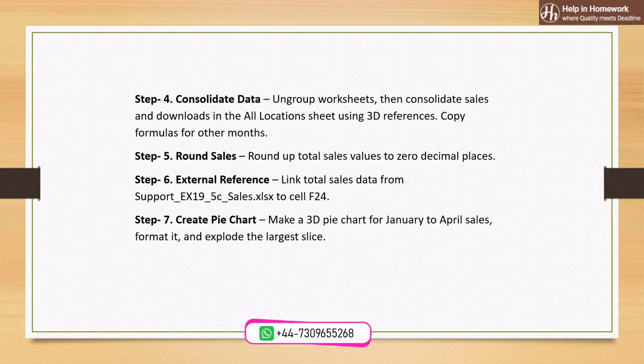Step 6. External reference. Link total sales data from support_EX19_5C_sales.xlsx to cell F24. Step 7. Create pie chart, make a 3D pie chart for January to April sales, format it, and explode the largest slice.